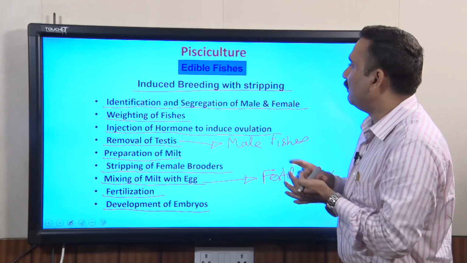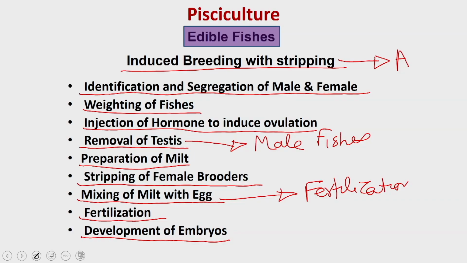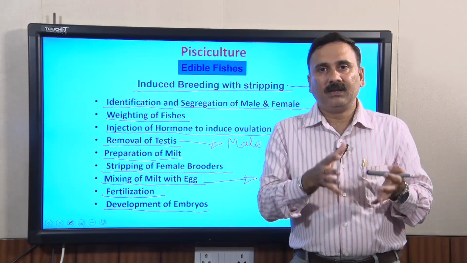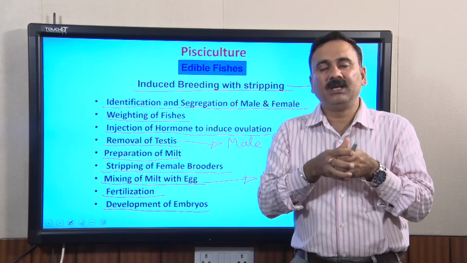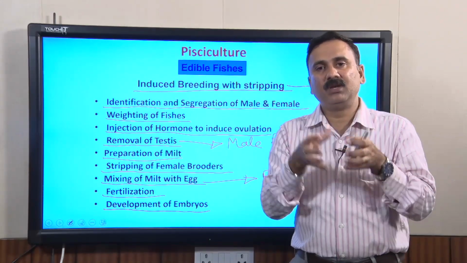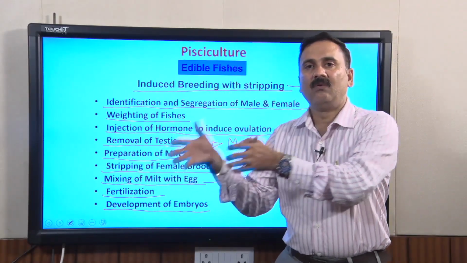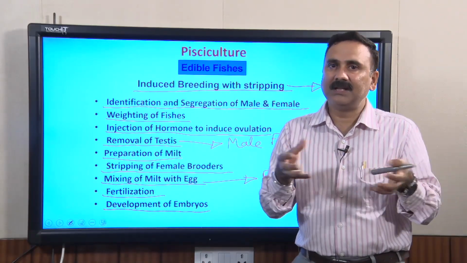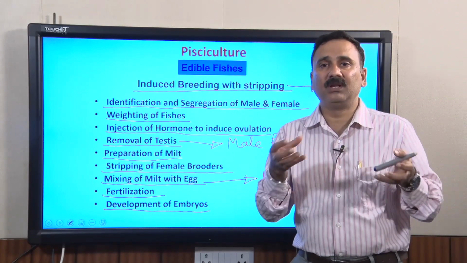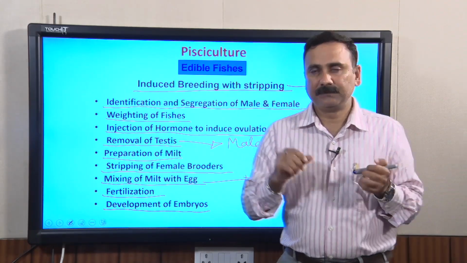So, the strip breeding is actually called artificial breeding, which means in the induced breeding you are not doing anything in the pond. In the induced breeding with stripping you are doing everything outside, which means you are taking out the egg from the fish, you are taking out the sperms from the male, and then you are incubating them together to fertilize, and that is how you are doing the complete process of what happens in the natural environment, under in vitro conditions.